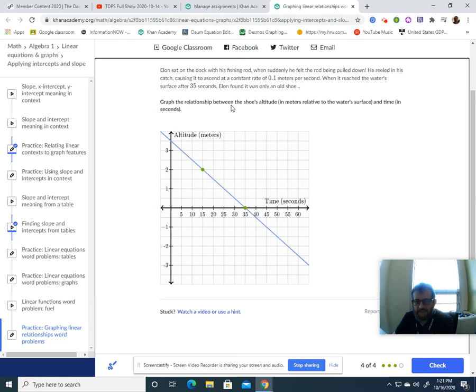Now, every second that passes, he reeled it in at 0.1 meters per second. This is altitude. Now, we're going to have to do a little calculating here. Okay, so like after 5 seconds, that's half a meter because it's 0.1 times 5. After 10 seconds, it's 1 meter. So 10 seconds before it hit the surface, it had to be 1 meter below the surface.